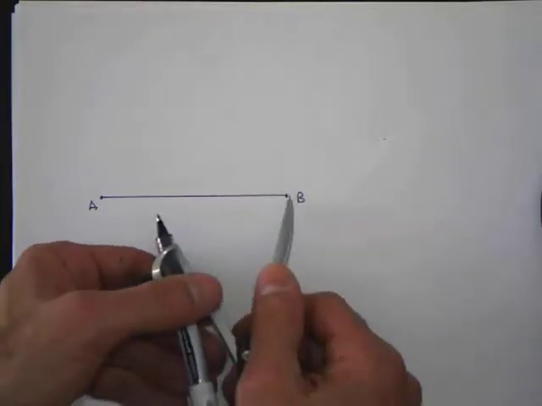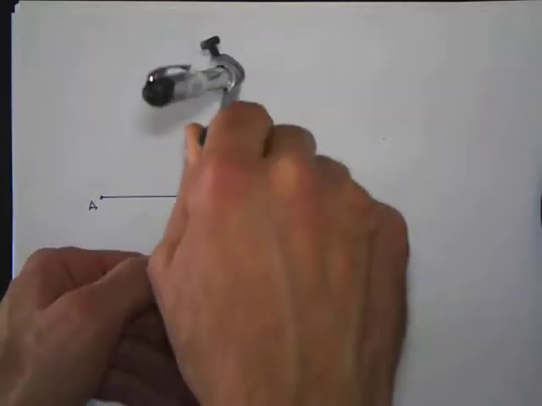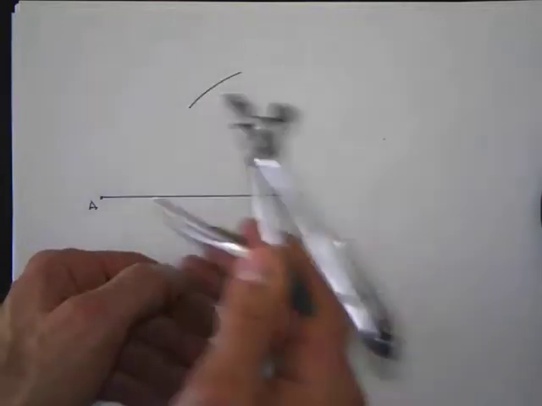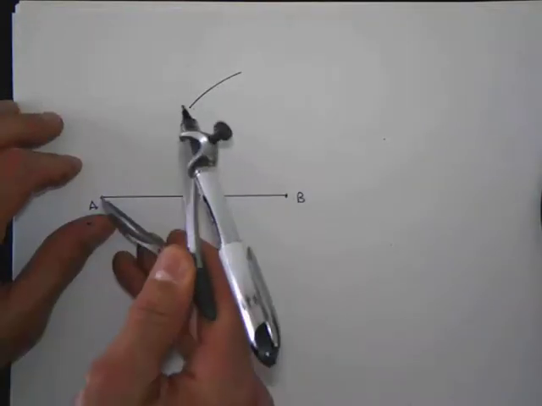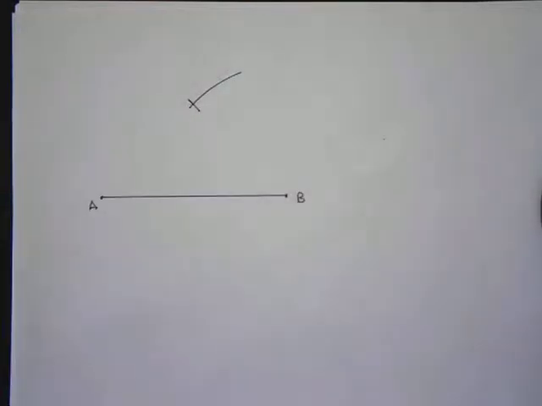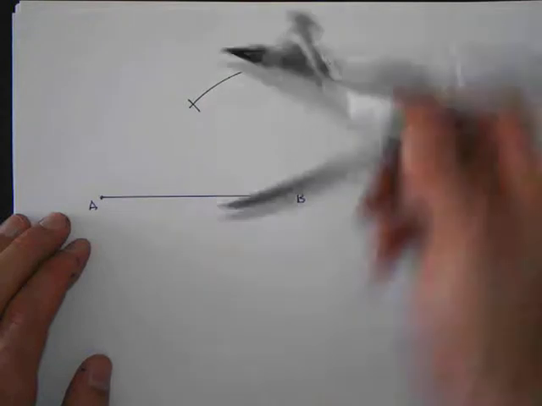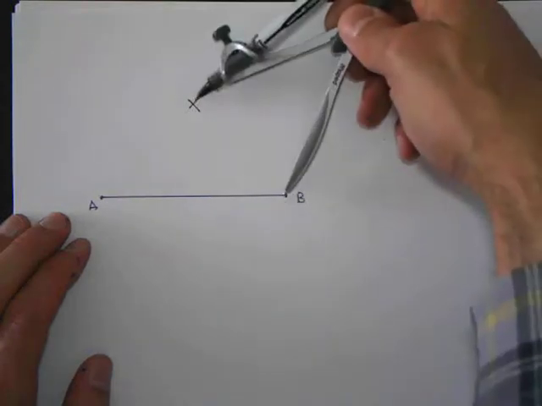And I'll put the point at one end of the segment, and then the other. I'm making an arc up here and an arc there. So I've got a place where they're intersecting. That particular point, that one point, is equidistant from A and B.